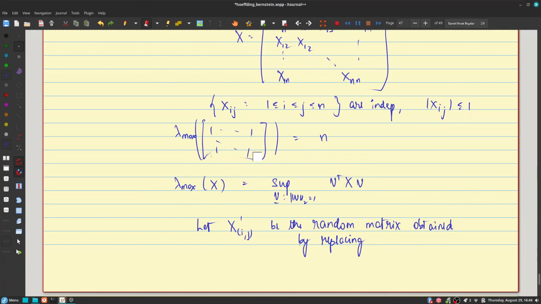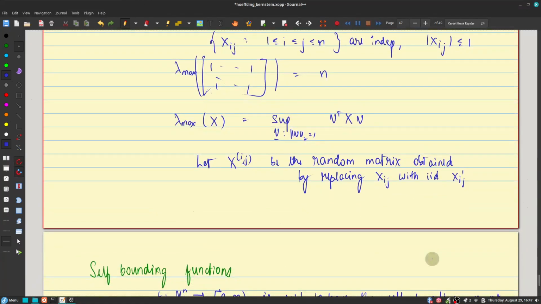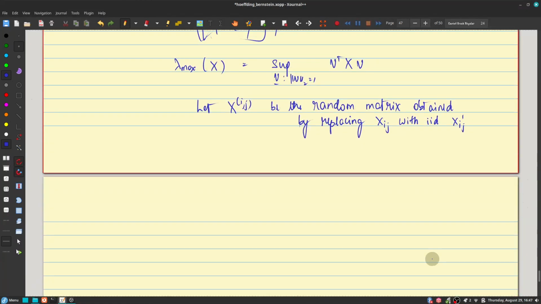Or maybe just to avoid confusion, let me call this X. So I'm keeping all of the other entries the same, only the ijth entry is replaced with an independent and identically distributed realization. Okay.